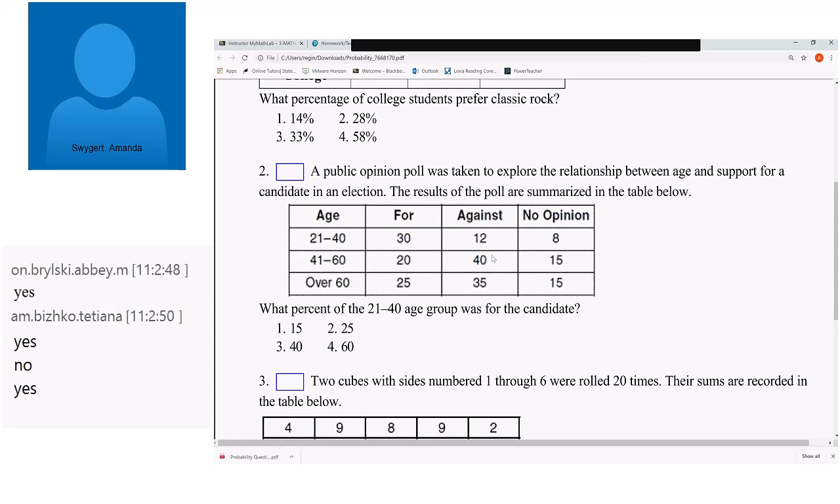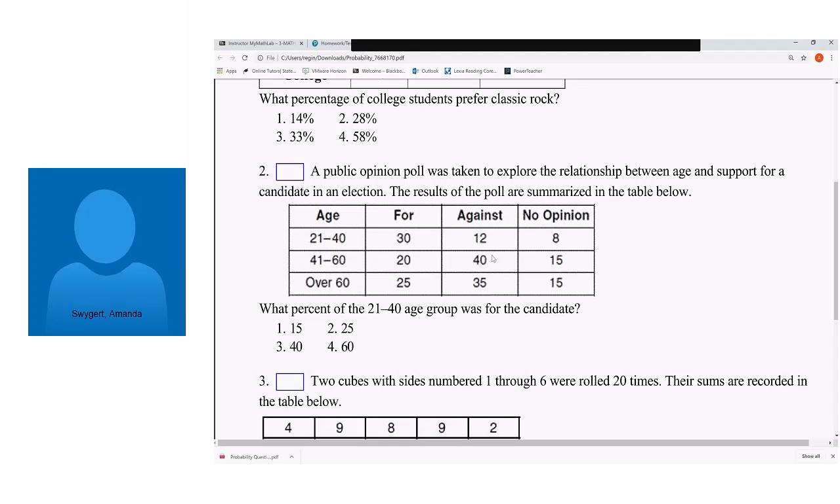Now, sometimes they'll put that information in the directions, kind of like they did in number 3, how they told you they were rolling it 20 times. But in other cases, you're going to need to figure that out. So everybody go ahead. Let's find out how many people were actually asked in this poll. So you're going to add together on your calculators all of those numbers. 200. Okay, everybody got it? All right, so 200 people total were asked, right?